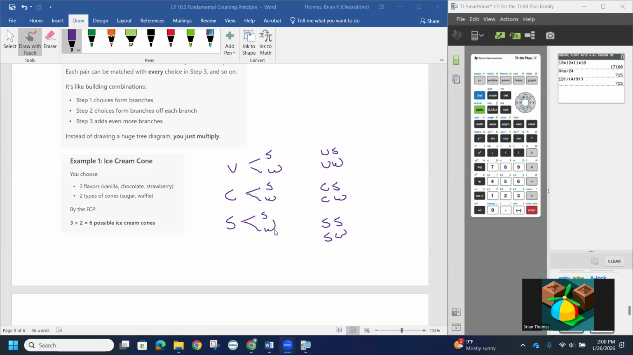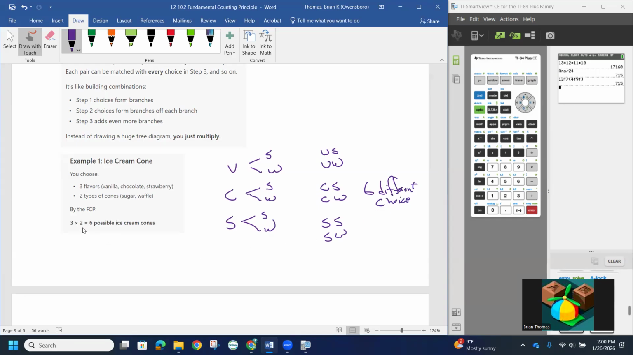Notice if I make a tree diagram, we have vanilla, chocolate, and strawberry. And notice how you can have vanilla with a sugar cone, vanilla with a waffle cone. You could have chocolate with a sugar cone, chocolate with a waffle cone. You could have strawberry with a sugar cone, strawberry with a waffle cone. So you could have vanilla sugar, vanilla waffle, chocolate sugar, chocolate waffle, strawberry sugar, and strawberry waffle. Notice how we have six different outcomes, if you will, six different choices.